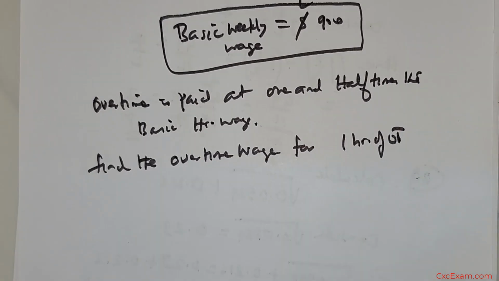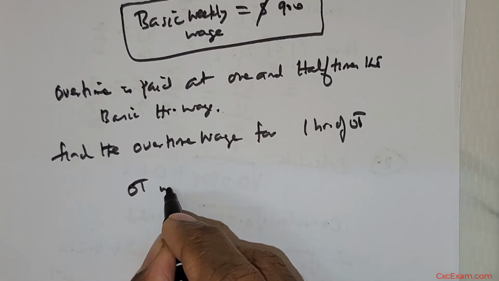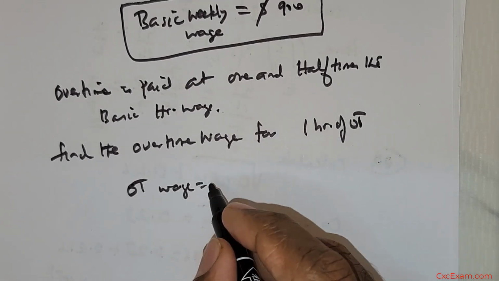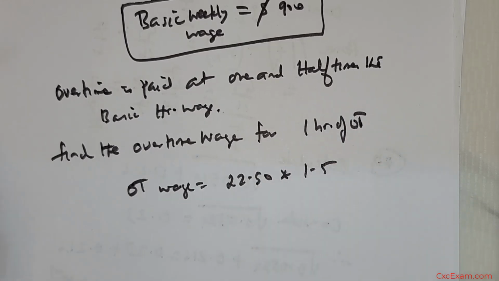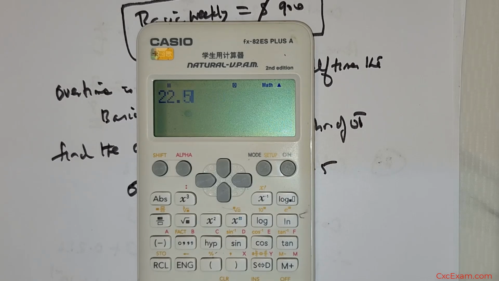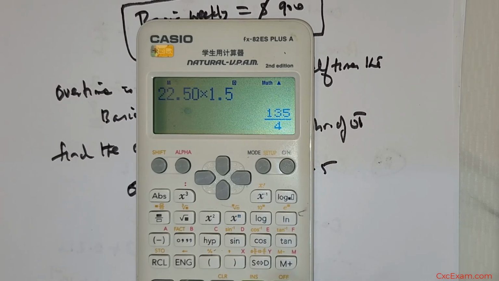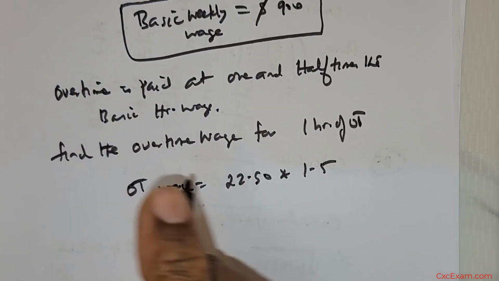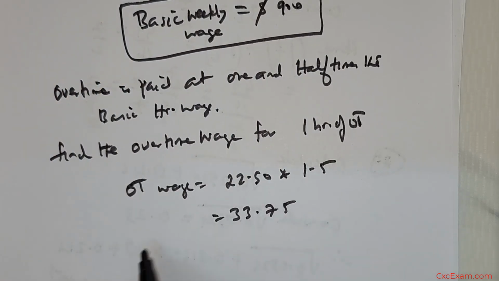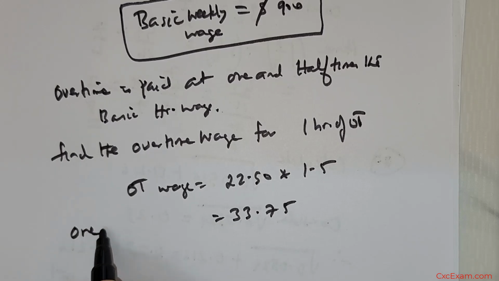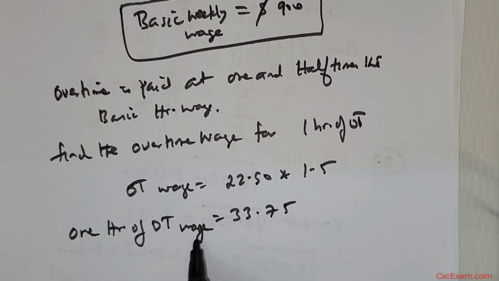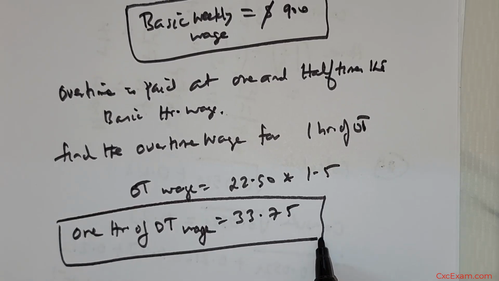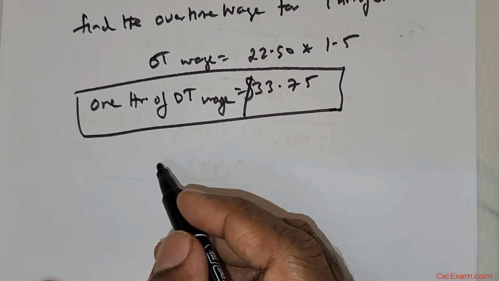So how are we going to do that? Overtime wage is going to be the usual wage times 1.5. So take a calculator, 22.50 multiplied with 1.5. What do you get? 33.75. So you write this here, 1 hour of OT. OT stands for overtime. Overtime wage is this. So you place this in a box. So we move on to the next one.